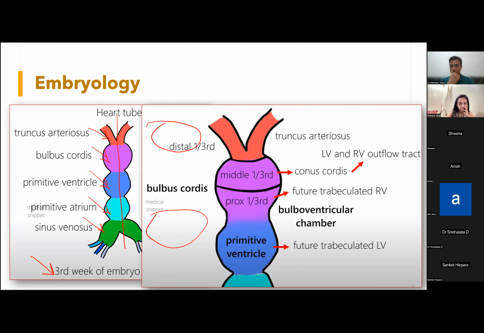And then the bulbus cordis is gradually divided into two parts. The middle 1/3 is the conus cordis, which will give rise to the LV and RV outflow, and the proximal 1/3 is the future trabeculated RV. I am discussing this because it will form the base of what we are going to discuss about the embryology of VSD, which is slightly difficult to understand.